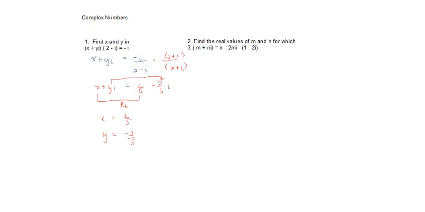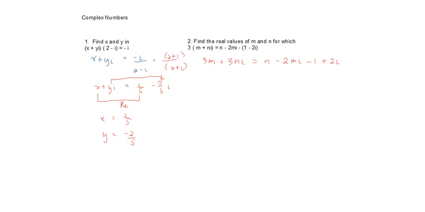Now, for the next example, we are asked to find the real values of m and n, for which 3 times (m plus ni) equals (n minus 2mi) minus 1 minus 2i. So we can do the same as the previous example. So we expand this. So we shall have 3m plus 3ni. This is equal to n minus 2mi minus 1 plus 2i.